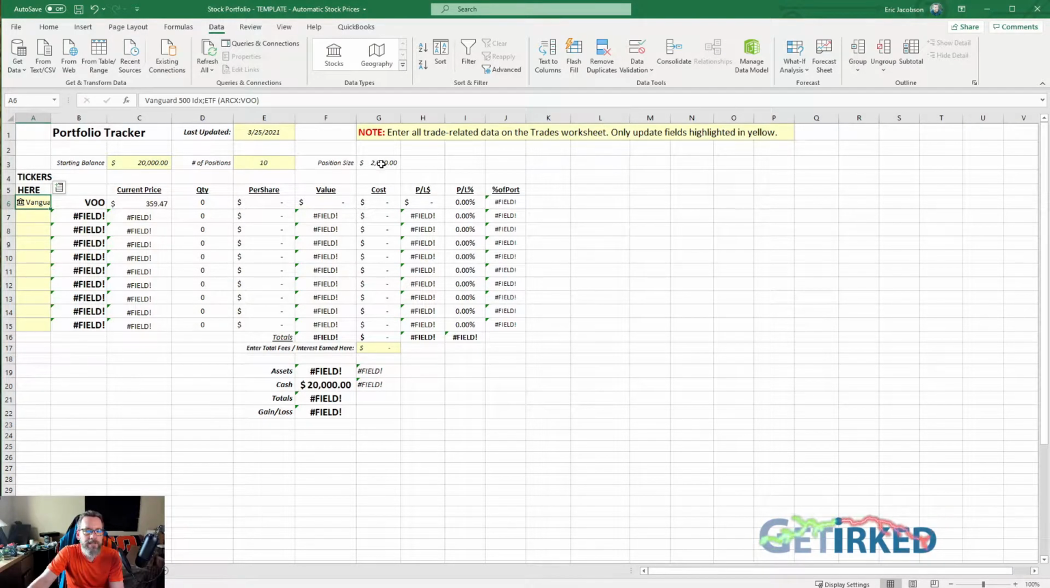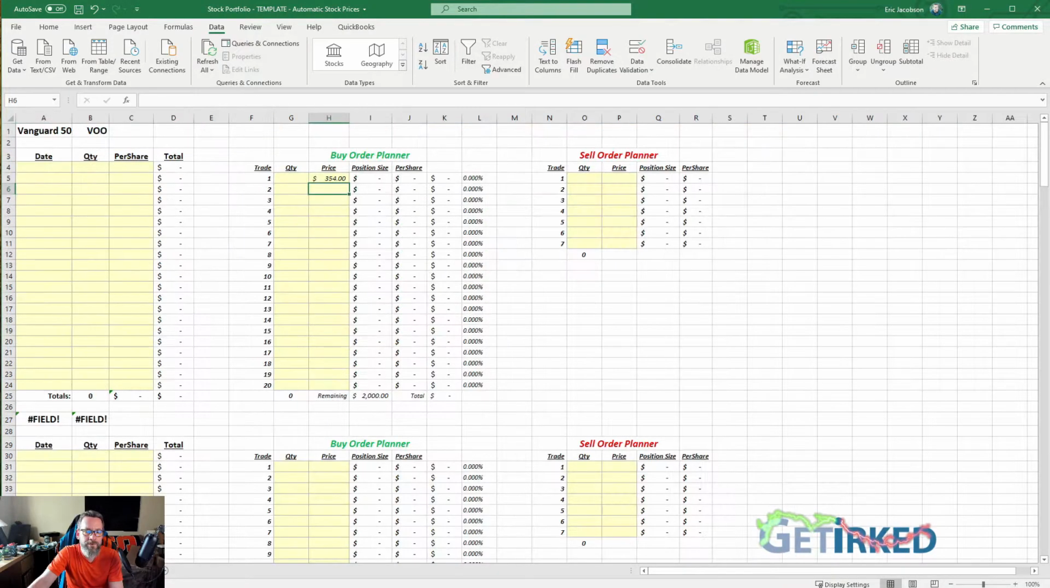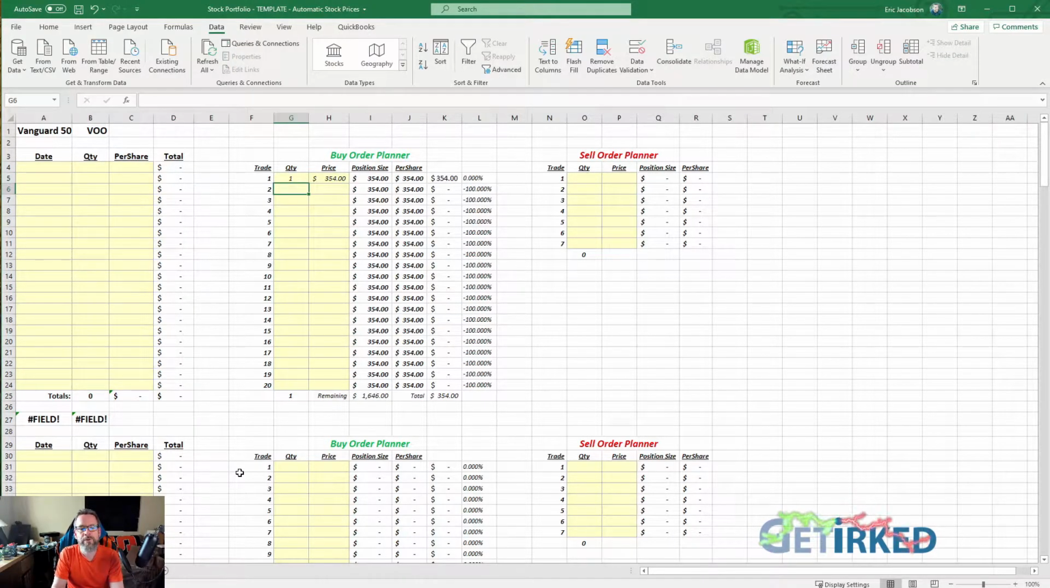It will automatically calculate the position size as $2,000. You have 10 positions, $20,000. 20,000 divided by 10 gives you $2,000. So when you come to the trade panel, you can see that you have $2,000 remaining for this asset that you want to invest in. So if you put your first order as one share at $354, you can see that your position size is $354 because you own one share at that price.